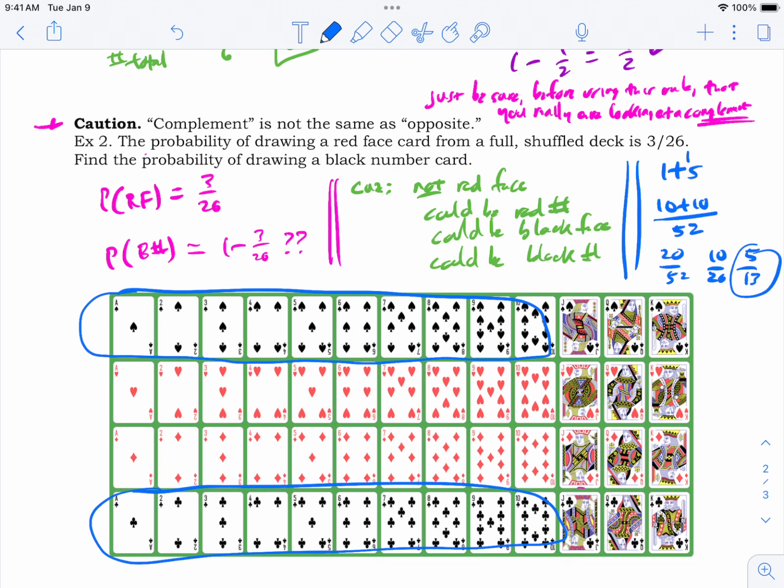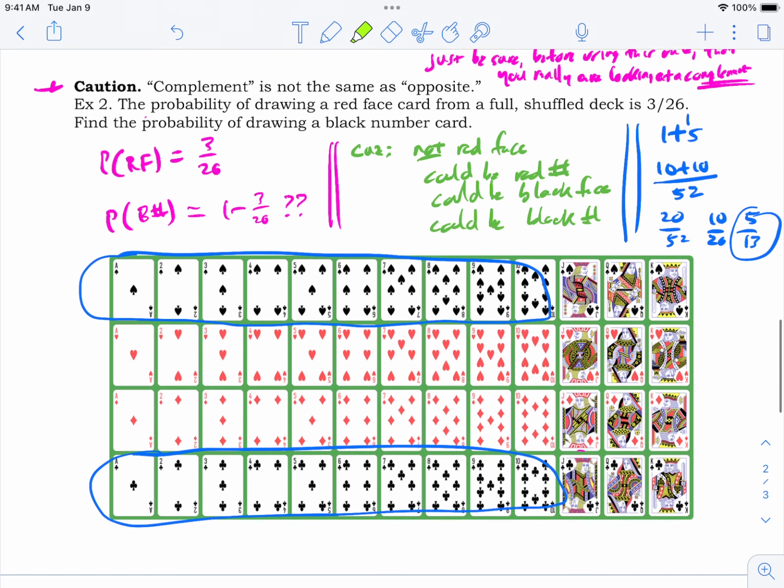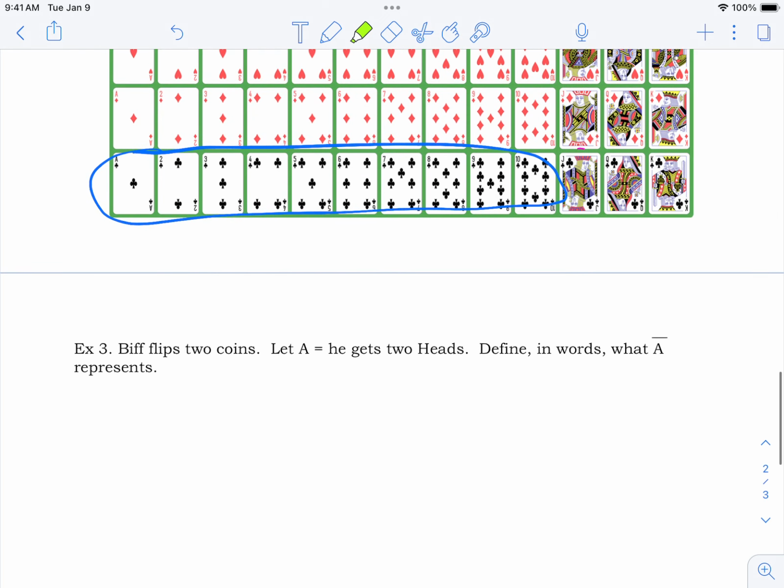But anyway, the caution here, again, just here's the point. Just be careful. Complement and opposite are not really the same. Put the word not in front. It doesn't mean it's... just don't use the word opposite.